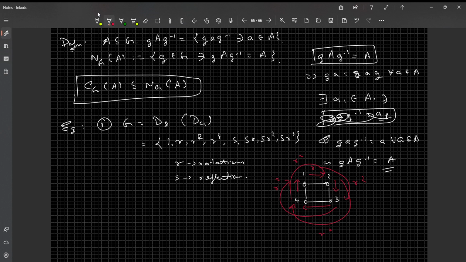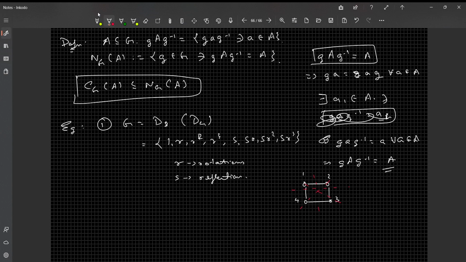Reflections are basically, if I talk about the reflections, what are the possible reflections? You can reflect over this, over this, over this, and over this. So these are the 4 reflections, right? Yes, so we have these 4 reflections, correct?